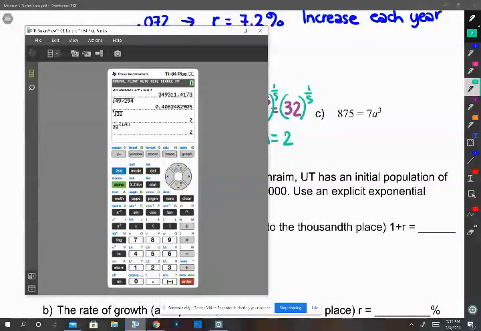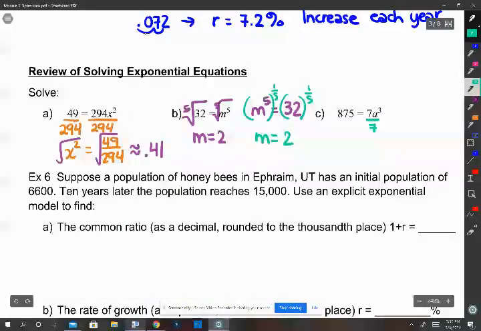When I look at letter C, our first step is to get the a to the 3rd isolated. So we divide both sides by 7. And this is going to give me 125. And then we're trying to get the cubed root to go away. So we're going to either raise it to the 1/3 power or take the cubed root.